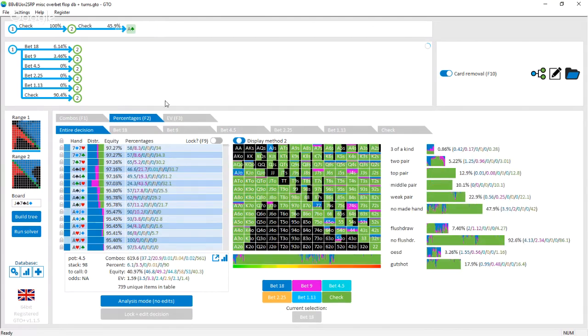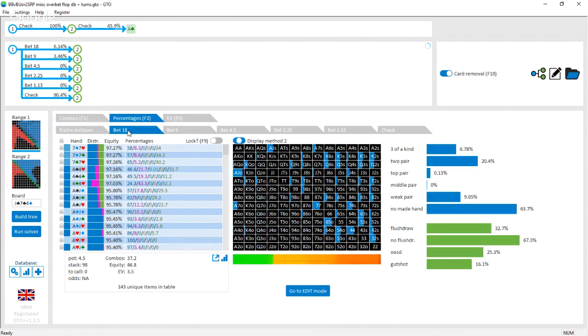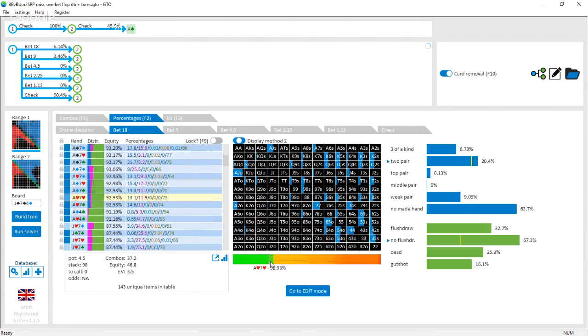So yeah, there we go. 90% checking range, 10% betting range, 4 times a pot. So let's have a look at what happens when we bet 4 times a pot. This is what it looks like. There. This is the value.